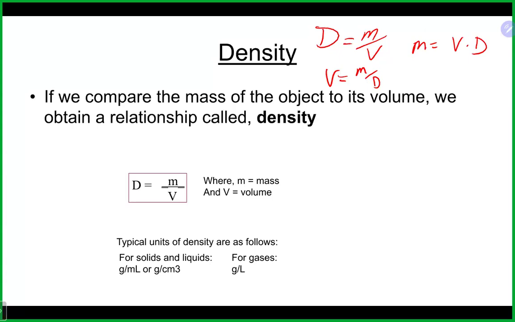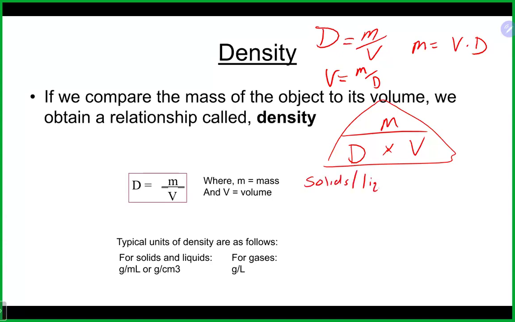Some people like to remember everybody's favorite place, the DMV, triangle. Density is mass divided by volume. Volume is mass divided by density. And mass is volume times density in this case. And you can rearrange it. Typical units of density for solids and liquids, as it says on the bottom, are typically grams per milliliter or grams per cubic centimeter. Although we don't see too much of it in this class, but if you go to 1A, you will.